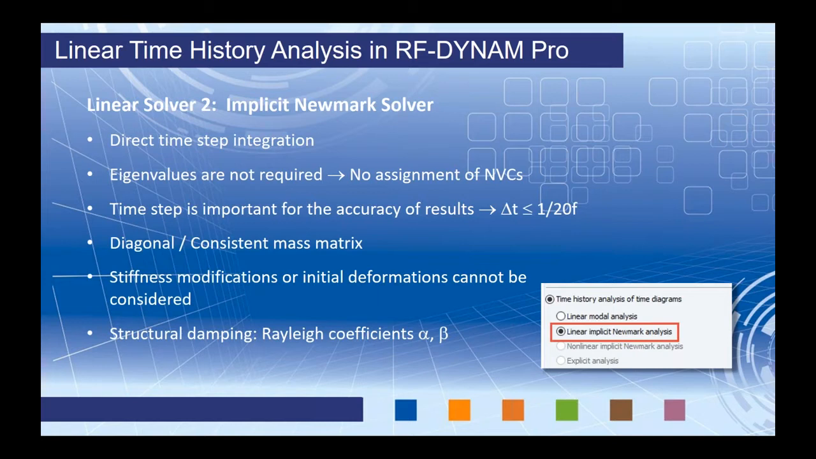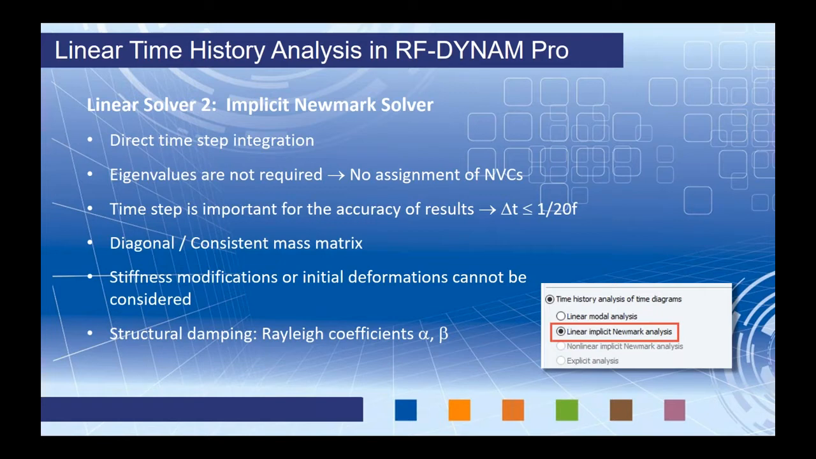So we do have some recommendations as far as a time step within the program, and you can see that listed here. Delta T is less than or equal to 1/20 times the frequency. Now, the frequency in this equation is the largest frequency from either the natural vibration of the structure or of the excitation frequency.